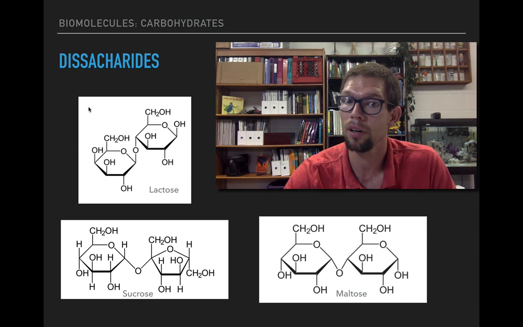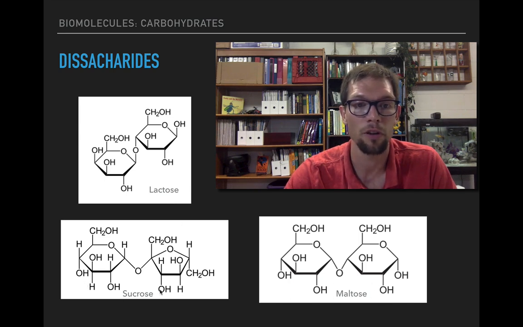And there's 3 important ones for this as well. There's lactose, which is the milk sugar. There's maltose, and then there's sucrose, also known as table sugar. So sucrose is made up of a glucose, that's this over here, and a fructose molecule. Maltose is made up of 2 different glucose molecules, and lactose is made up of a glucose molecule that's combined with a galactose molecule.